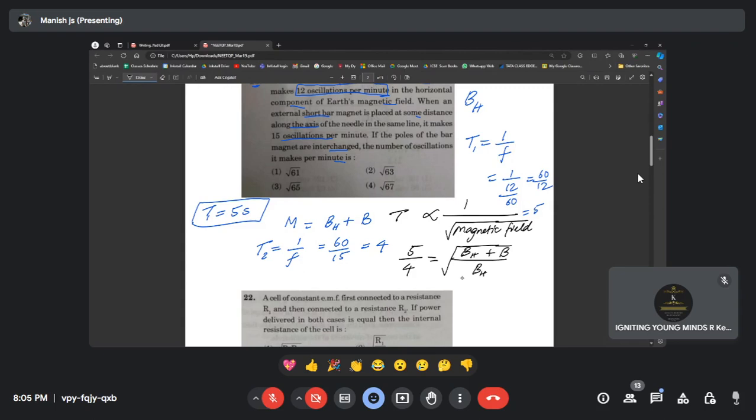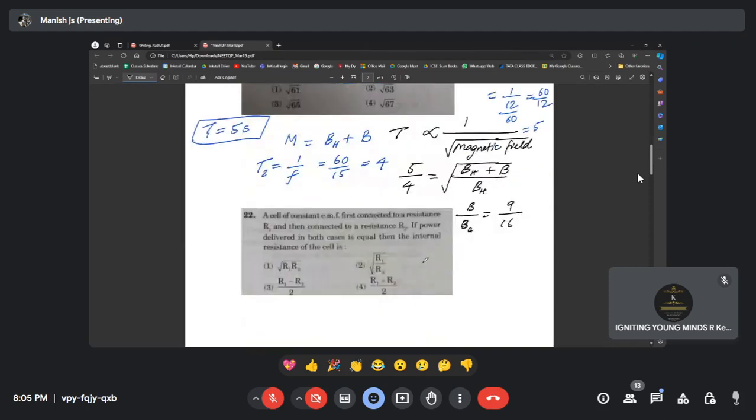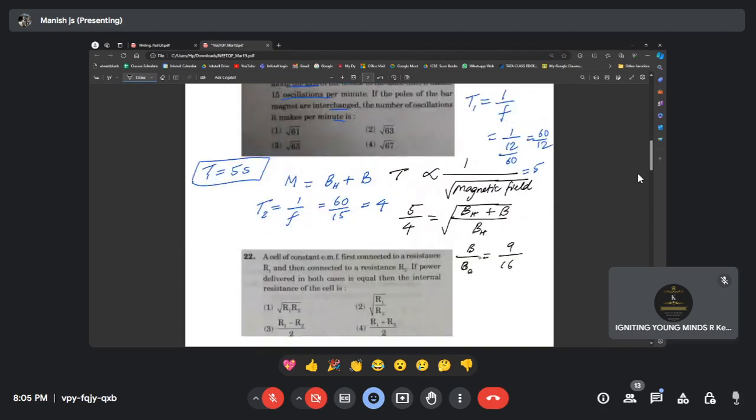I'm going to remove the square root term. How do I do that? You can take the square on both the sides and go for a simplification. So when you do that, you will get B upon BH is equal to 9 upon 16. So this is the value that you will get. I have found out the ratio now.